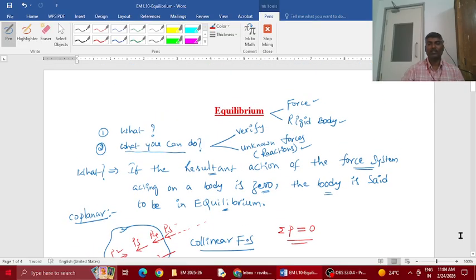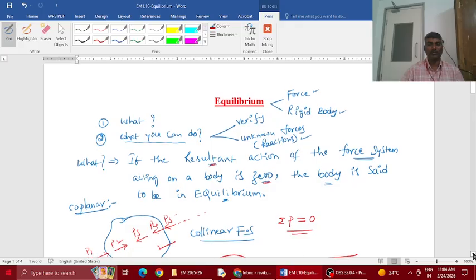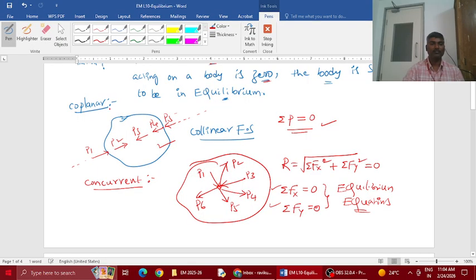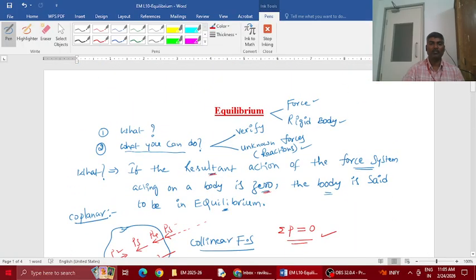So this is what equilibrium means. Equilibrium means finally the resultant shall be zero, of a force system acting on a body. We have seen the various force systems and the conditions to be satisfied. For collinear force system, just one condition and one equation. For concurrent force system, two conditions and two equations. For general case of force system, three conditions and three equations. So this is a detailed discussion on what is meant by equilibrium.